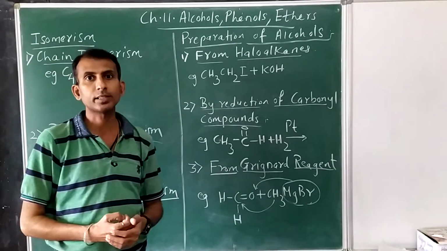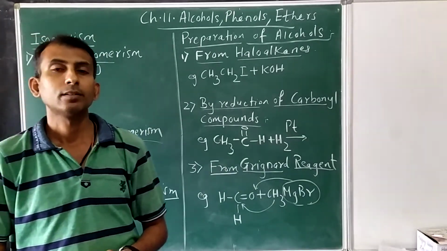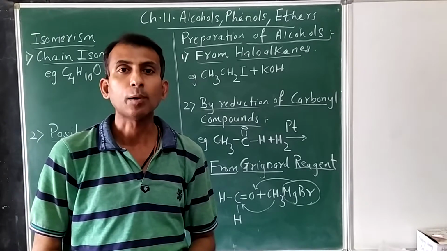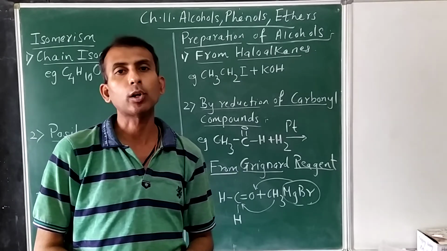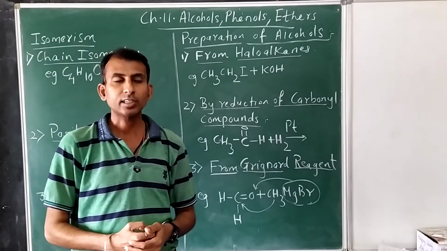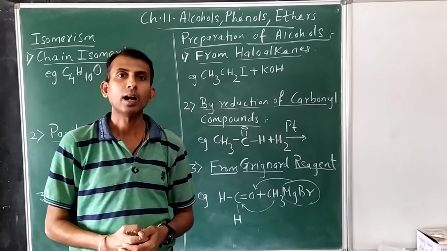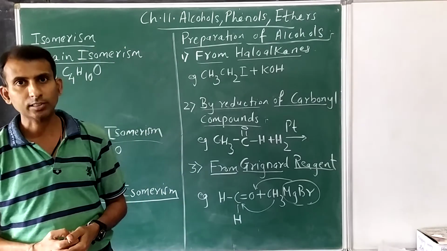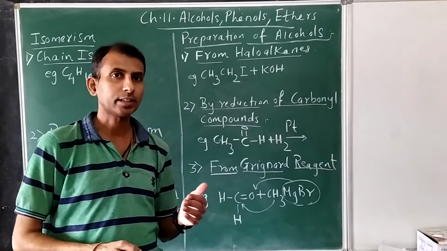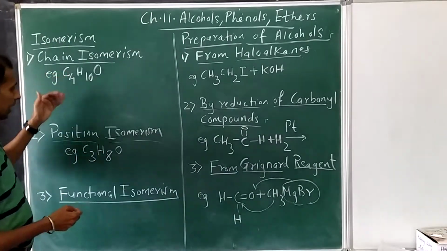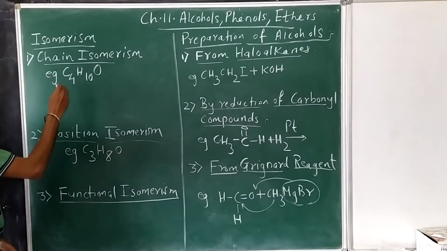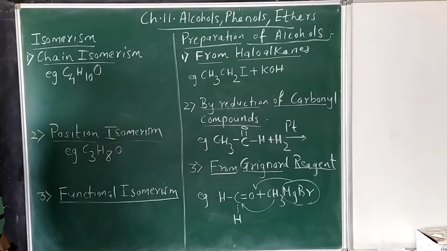Now, what is the meaning of isomerism? The phenomenon in which compounds having the same molecular formula but different structural formulas exist is called isomerism, and the structures are called isomers. So today let us continue with the three types of isomerism in alcohols. First one is chain isomerism.